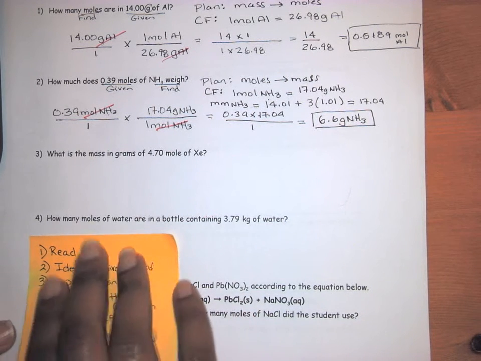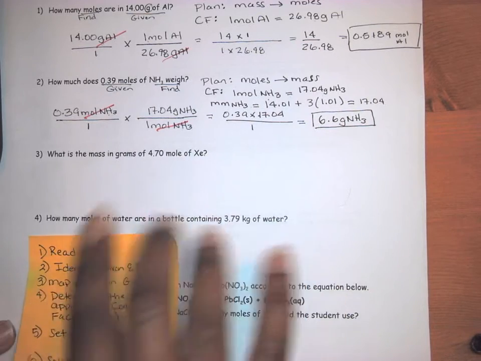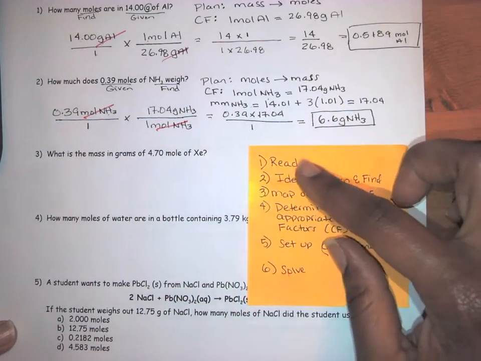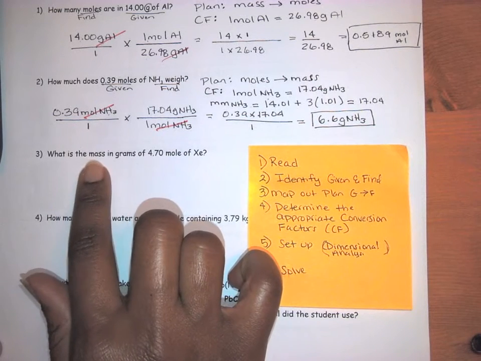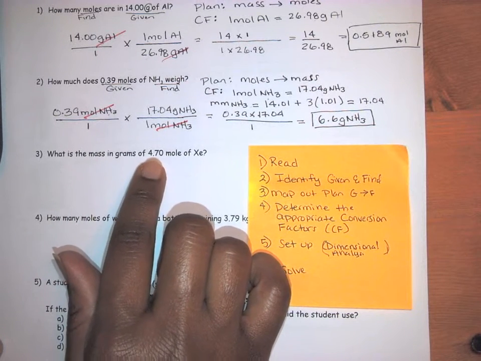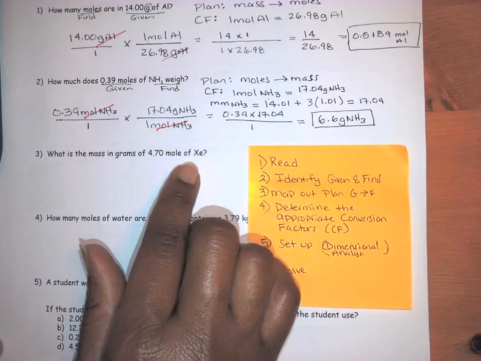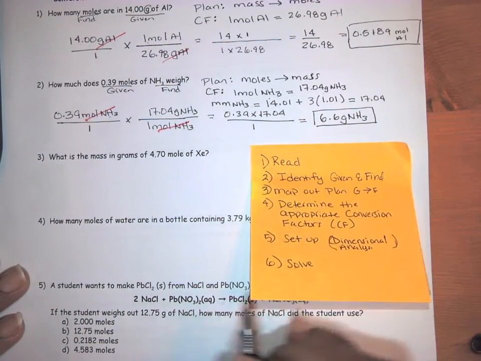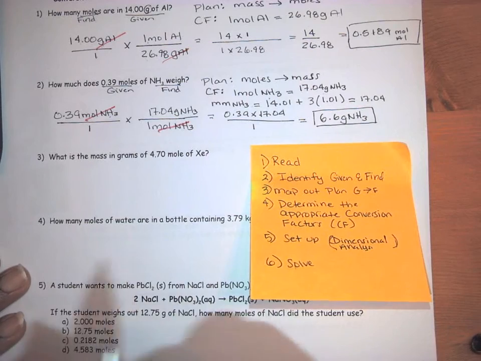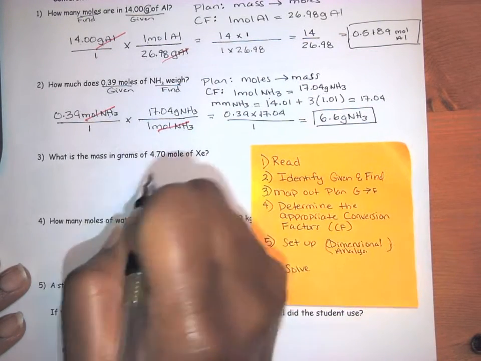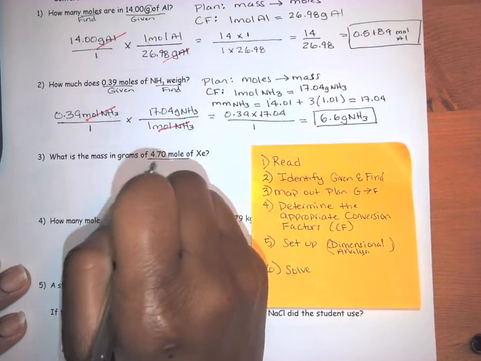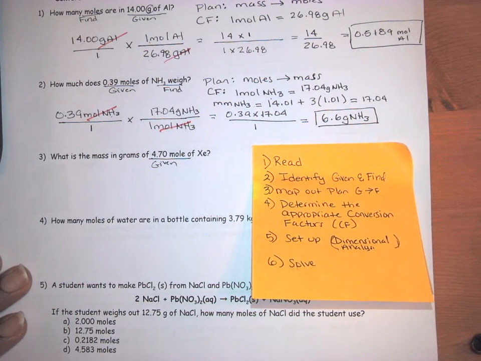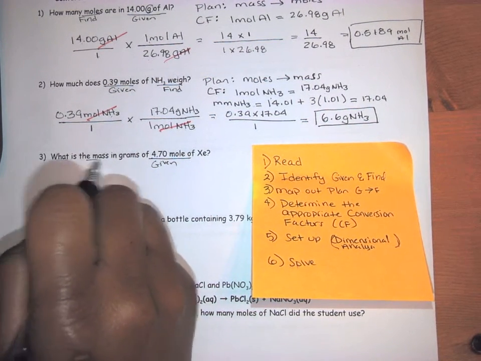Alright, so we're going to get started right away with this problem. We are going to start with our first step, reading the problem. What is the mass in grams of 4.7 moles of Xe, which is xenon? So I've read my problem. Next thing I want to do is identify my given and find. The given will be the one with the number, so I'm given 4.7 moles. And I'm asked to find the mass.